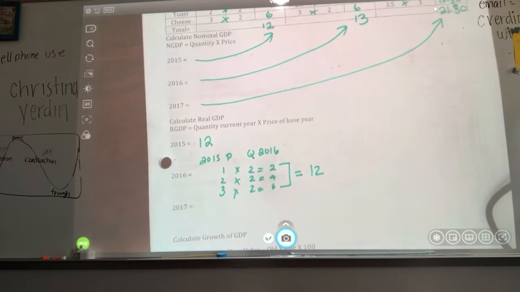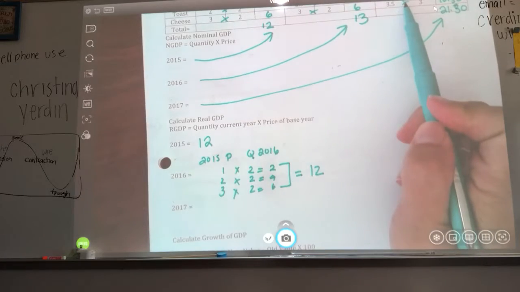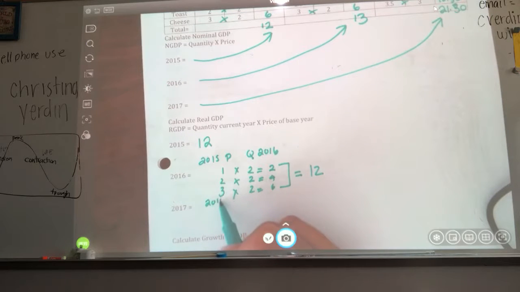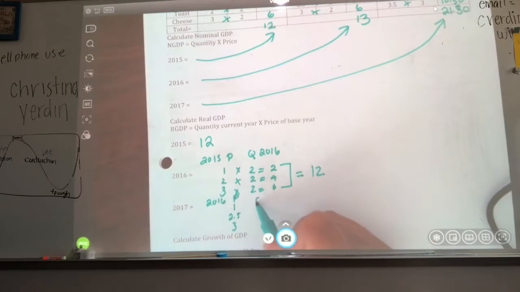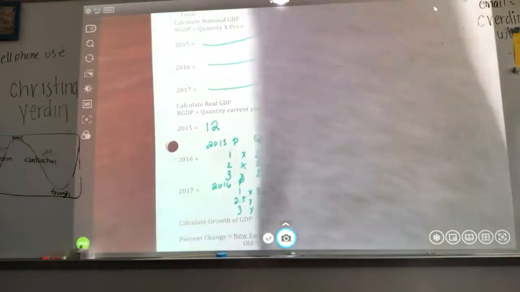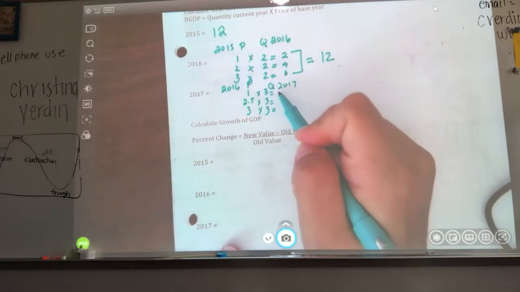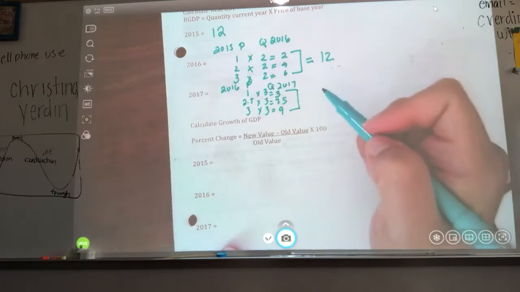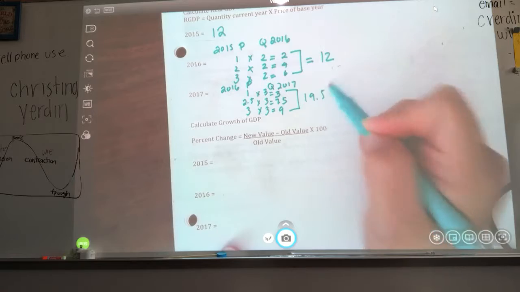Let's look at 2017. But I have to take the base year only from the previous year, right? So my new base is 2016, and the price is 1, 2.5, 3. But I'm going to take the quantity from 2017, and the quantity is 3, 3, 3. Okay, so when I multiply this out, I get 3, 7.5, 9. I add this up and it gives me 19.5. Okay, is there a dramatic increase?